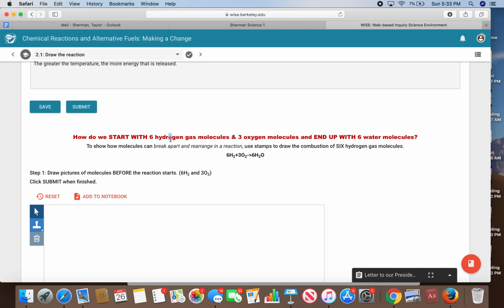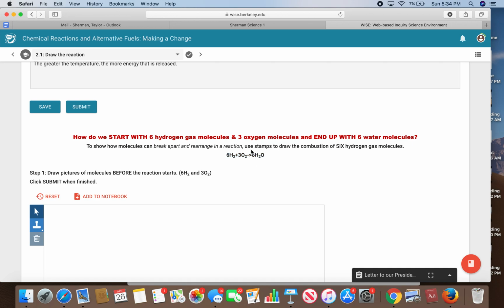Okay, so if we have 6 hydrogen gas molecules and 3 oxygen molecules, we end up with 6 water molecules. We have to remember that matter can never be created or destroyed. It's only being transferred in one way. And right now, looking at this equation, to me, since I do know, it doesn't look like it should add up, right? We only have 3 and we end up with 6. Something seems weird here, right?